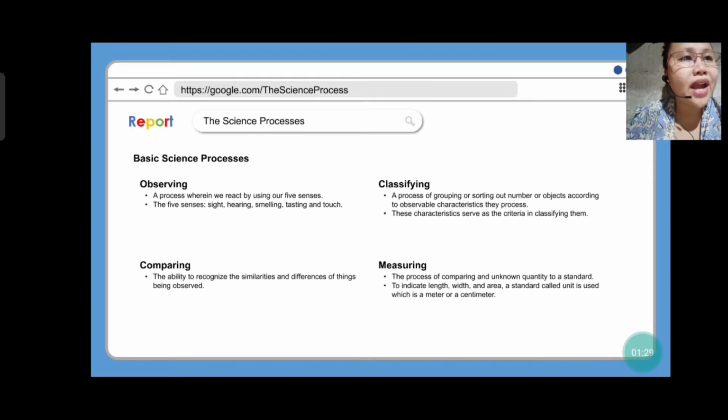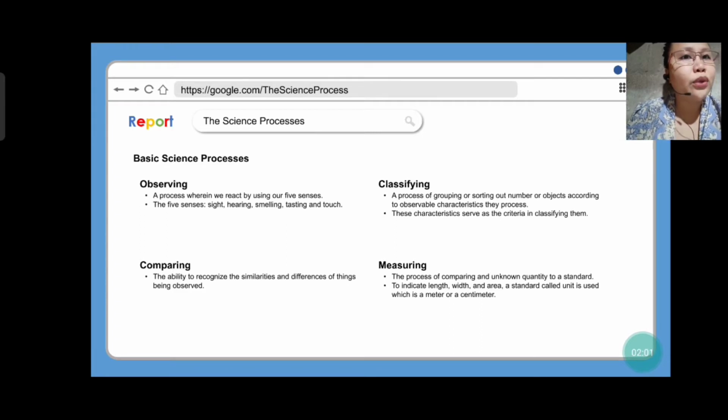Second is comparing. Comparing is the ability to recognize the similarities and differences of things being observed. The third is classifying. Classifying is a process of grouping or sorting out numbers or objects according to observed characteristics they possess. And these characteristics serve as the criteria in classifying them.